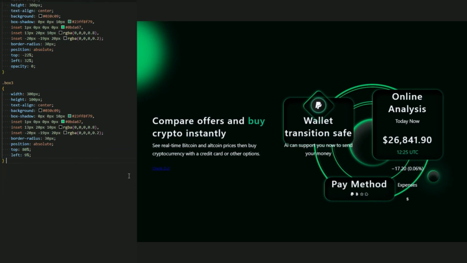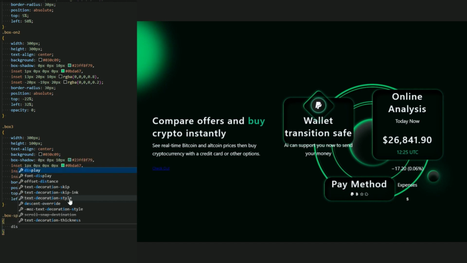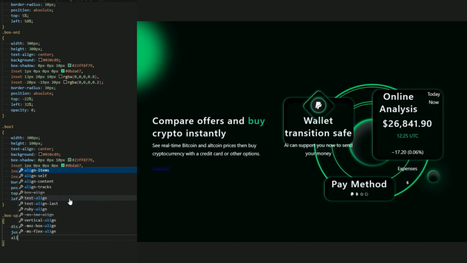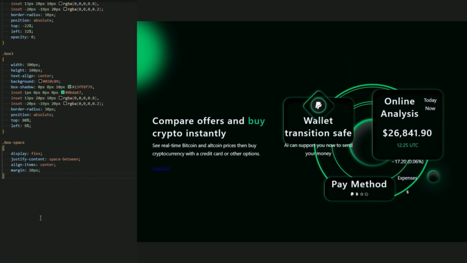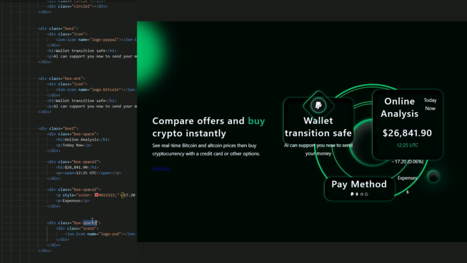And let me add a box space to add display flex and a space between this text, as you can see with this box 2. So the box space: display flex, justify content space between, align items center, margin 20 pixels. There we go. And now let me add a box space 2 and a box space 3 for this icon.